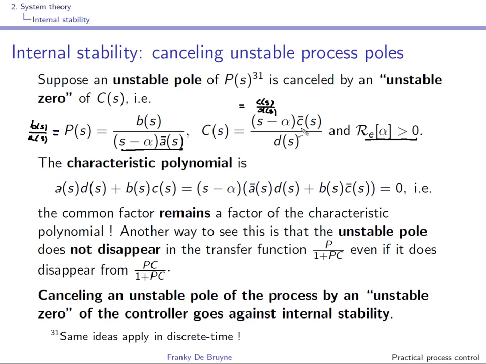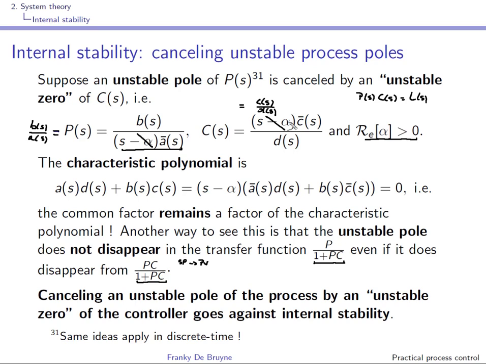You can see here that if you consider the loop gain P(s)C(s), which we'll call L(s), this one and this one will cancel out. Because of this unstable pole-zero cancellation, this s minus alpha will disappear from the transfer function from SP to PV, but it will not disappear from this transfer function because it will still be appearing in P.